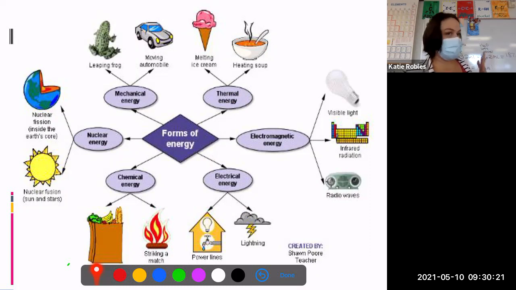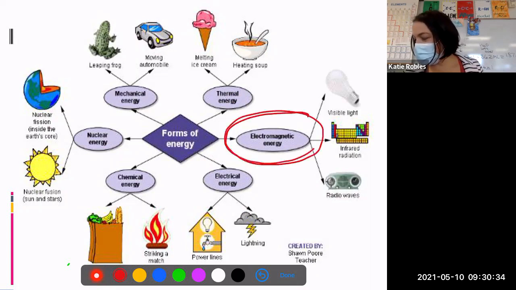I want you to think about the light bulb in your house right now. I know some of you are sitting in the dark, but in here we have light bulbs. That light bulb is electromagnetic energy, okay? It's visible light. It's a type of energy. It's reaching your eyes. That's light.